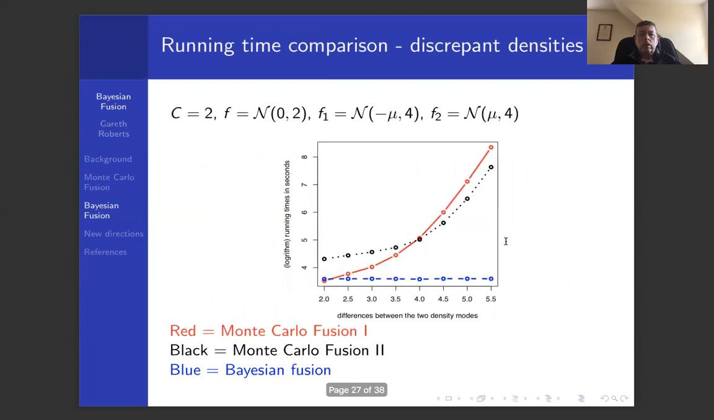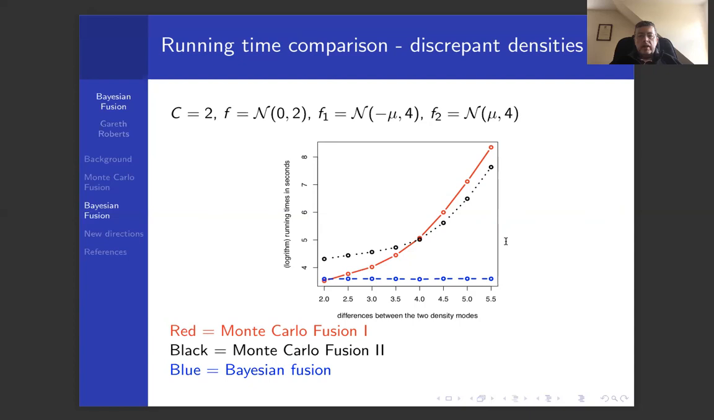So let's give some simple examples of this in action. This is a situation I've called discrepant densities. The situation here is that we've got two different cores, so capital C is equal to 2, and we have densities on each core which are getting further and further apart. Now in red and black, I have two versions of the Monte Carlo fusion algorithm. They're very similar, so I won't describe the differences. But you see that both the Monte Carlo fusion options have serious problems in running time as the densities sitting on the different cores diverge. And in contrast, the Bayesian fusion seems to be entirely robust.